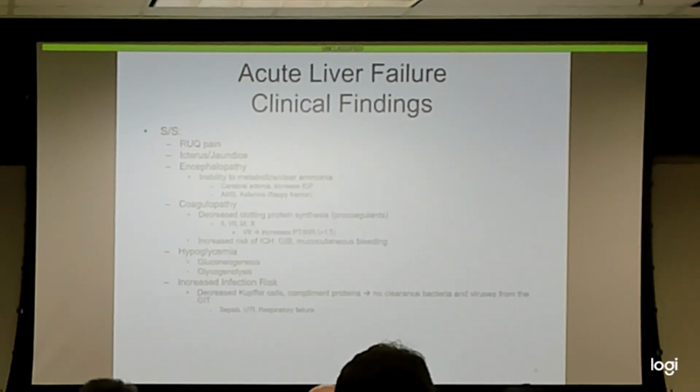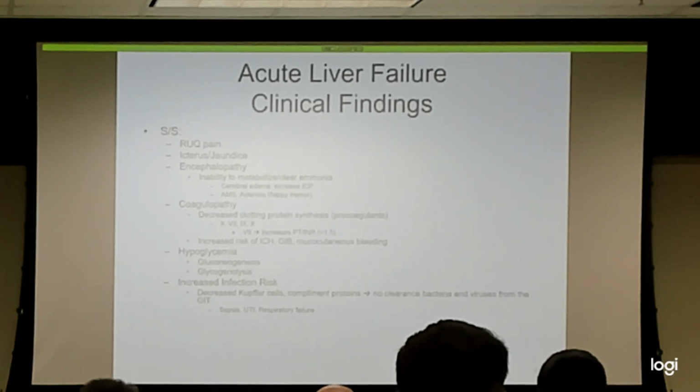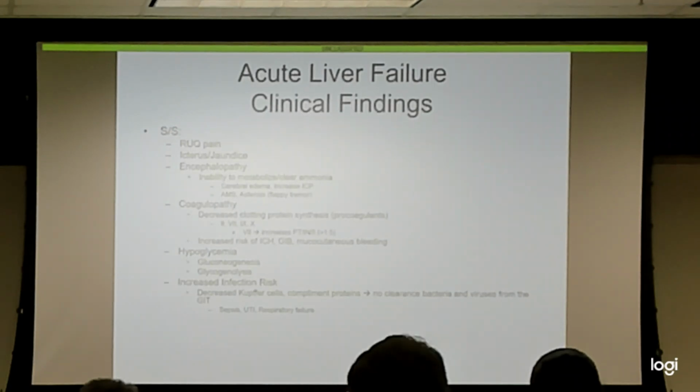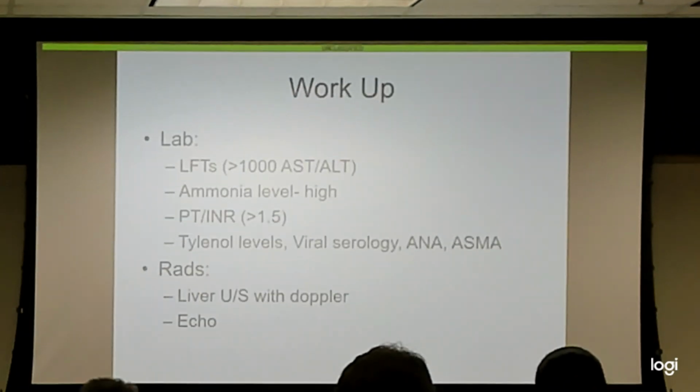Hypoglycemia, so I can't do any gluconeogenesis or glycogenolysis. Increased risk of infection, so I don't have those Kupffer cells and complement proteins, so I'm not clearing the bacteria and all that stuff that I'm getting through oral ingestion. It's just all going through the enterohepatic system back into the liver. The liver isn't doing its job, and so now it's going into the bloodstream, causing sepsis. I can also get UTIs and respiratory failure from that.